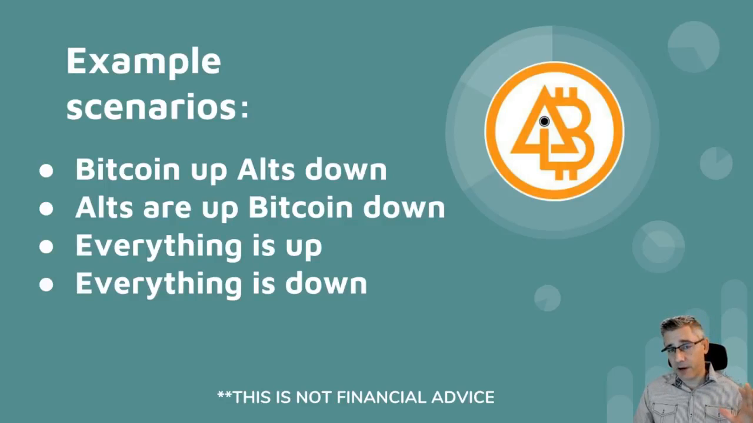Here are some example scenarios in regards to the cryptocurrency markets that you should consider. So let's say Bitcoin is up and the altcoins are down. Now for most people, they may say, I'm going to sell Bitcoin and buy altcoins now that they're cheap. It's going to be different for everyone, of course. And let's say the reverse is true. Alts are up and Bitcoin is down. In that case, maybe you want to sell some alts and go back into Bitcoin. And you can easily exchange Bitcoin for Ethereum, Litecoin, whatever makes sense.